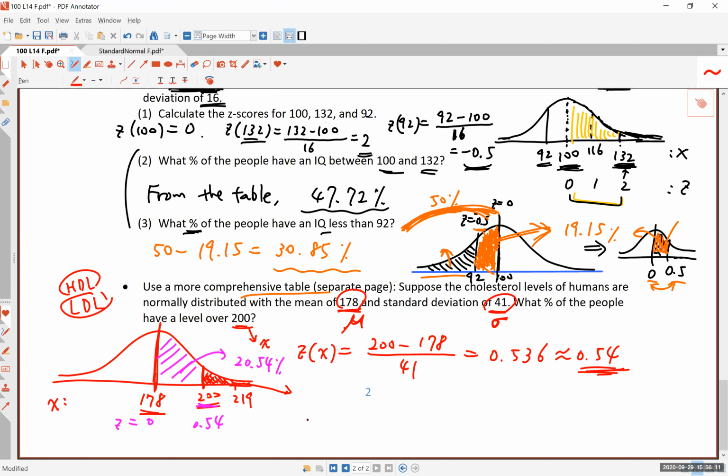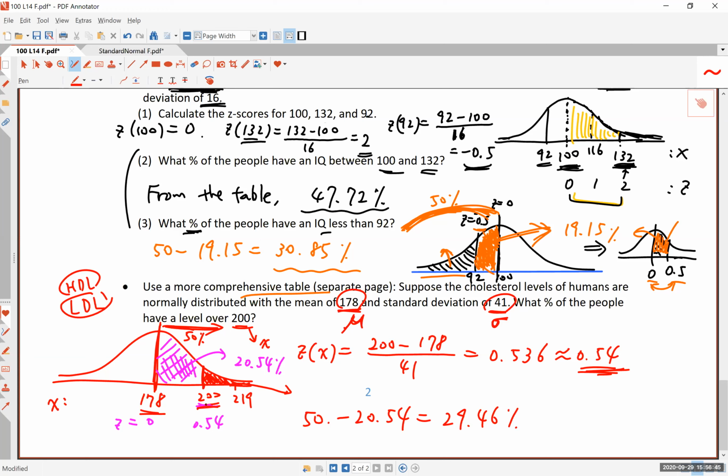Okay, so how about this red area? Well, this will be 50% minus 20.54, right? Now, why am I doing this? Because I know to the left of this middle, 178, you have 50%. And I know that inside of this area I shaded with pink, that's 20.54. The rest of these are the people in the red area here. And so this will be 29.46%.